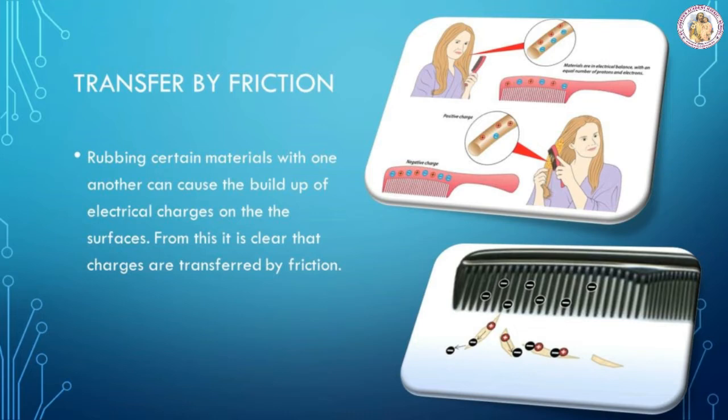If the hair is wet, the friction between the hair and the comb reduces, which will reduce the number of electrons transferring from hair to comb. Hence, rubbing certain materials with one another can cause the buildup of electric charges on the surfaces. This you can understand by the given pictures very clearly. From this, it is clear the charges are transferred by friction.